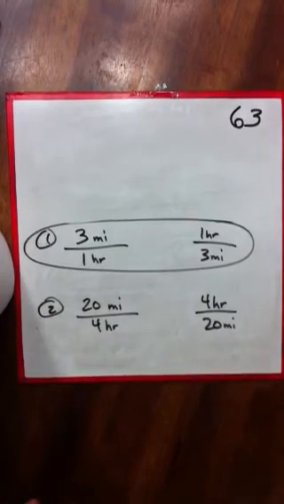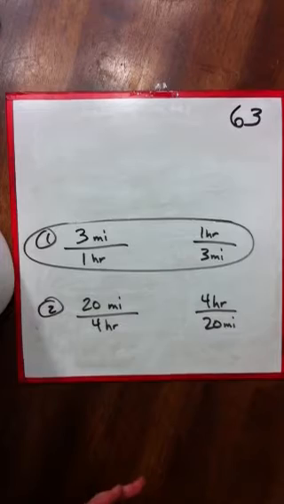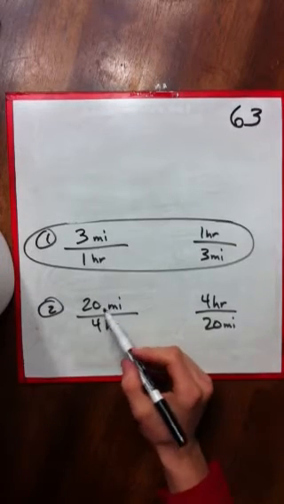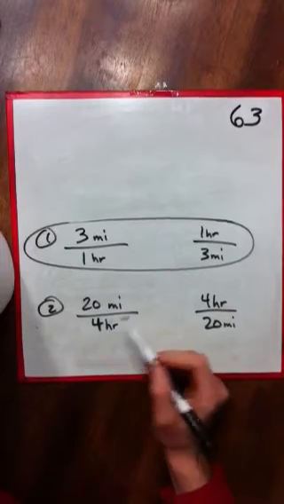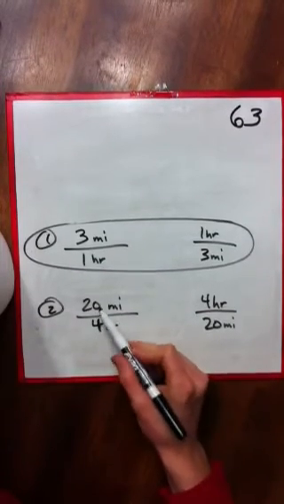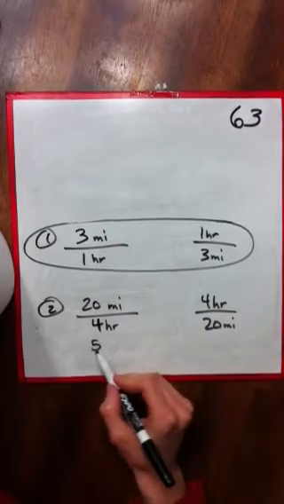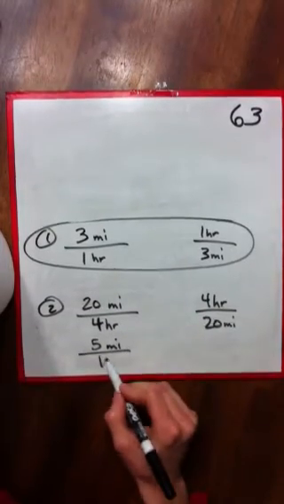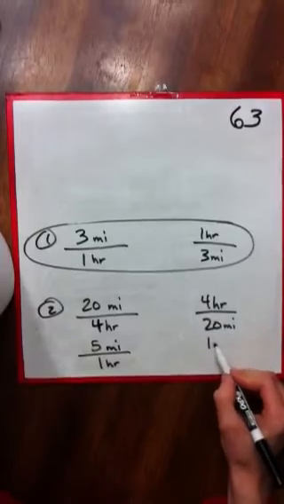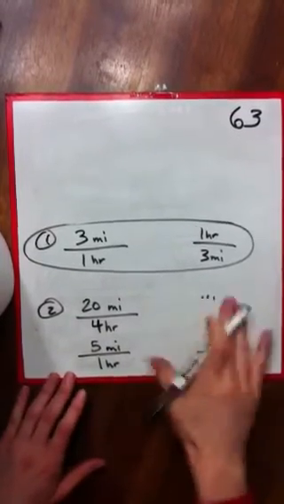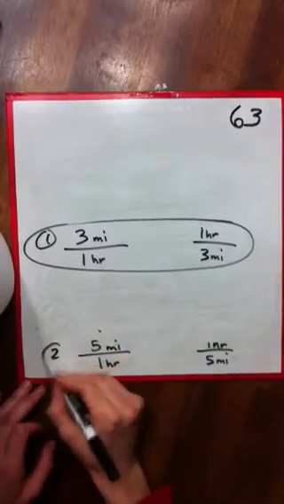Okay? Now, what am I going to have to do to this one? I'm going to have to reduce it as well. Okay? So how do I do that? I try to get this to 1 hour. So I'm going to have to divide everything by 4. Okay? So 4 into 20 is 5. So 5 miles in 1 hour. And this one would be 1 hour, 5 miles. Alright. So this is our new rate for our second one.